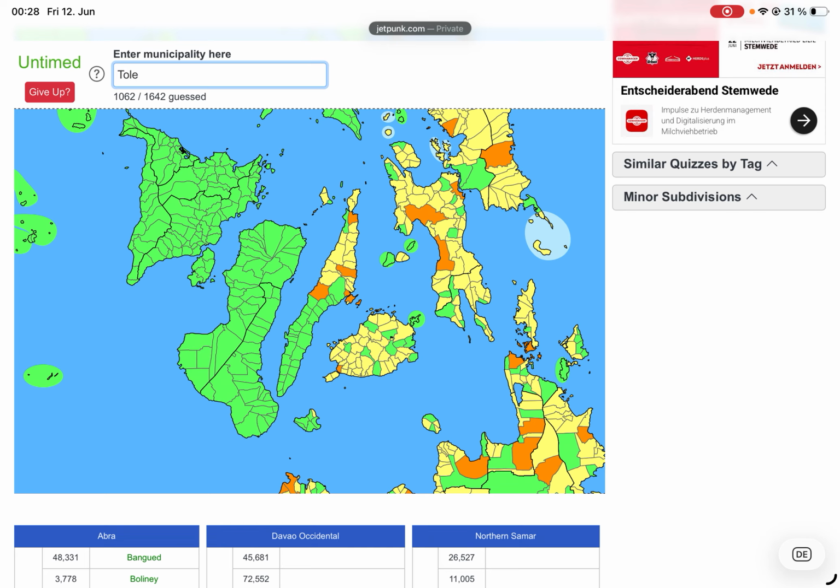Then we have Toledo, not just a big city in Spain, but also in Ohio, I think, in the United States. There's also quite a big city called Toledo. Then here we continue with Bambalan, not Bambalan, Balamban, Asturias, Tuburan, Tabuelan. San Remigio was already named, this one. Santa Fe on this island was already named. So on the island we also have Bantayan and Madridejos.